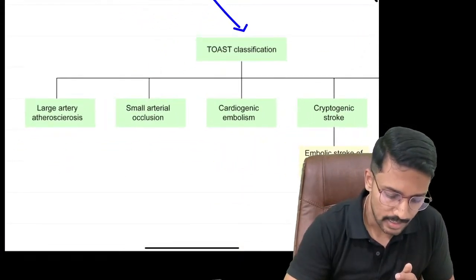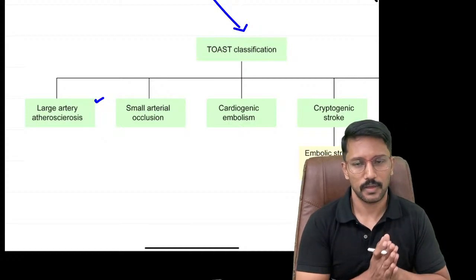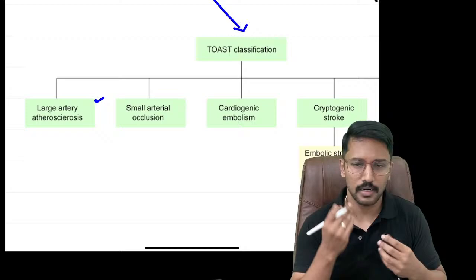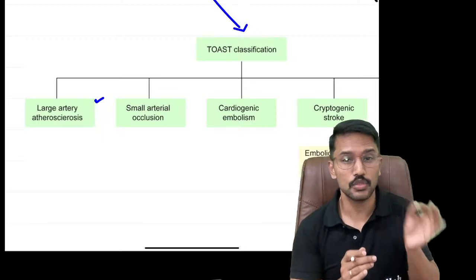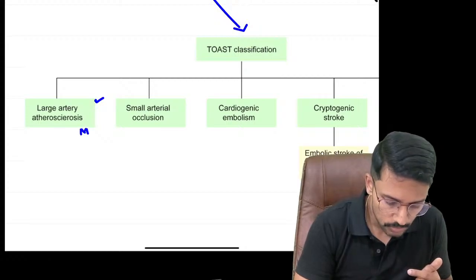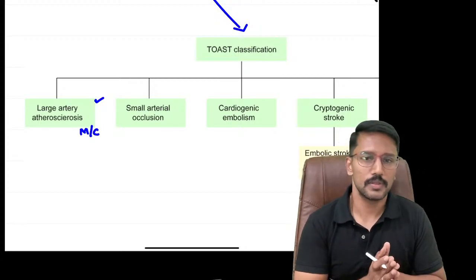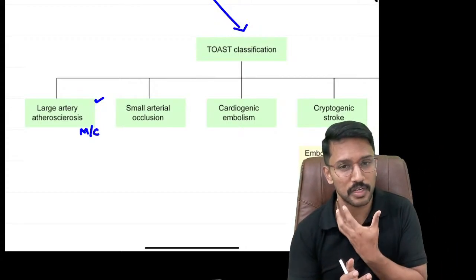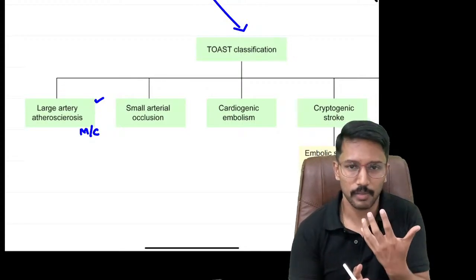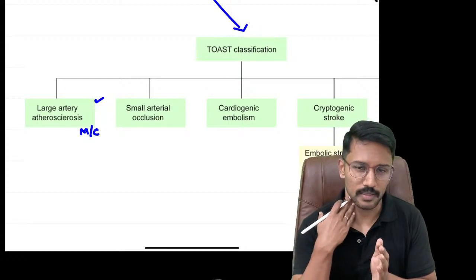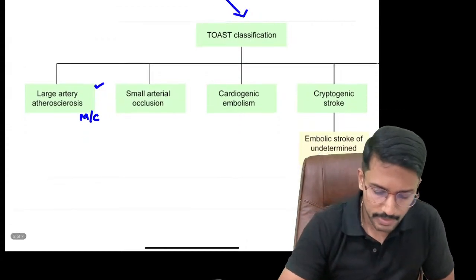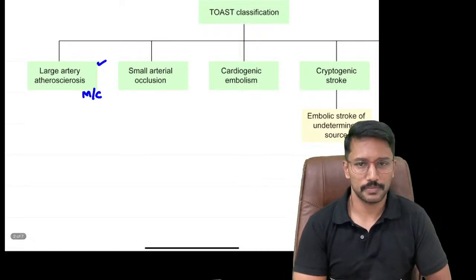One category is large artery atherosclerosis. When we say large artery, basically it refers to internal carotid artery, middle cerebral artery, or anterior cerebral artery. Atherosclerosis of these large blood vessels. And this is the most common subtype of ischemic stroke, where there is an atherosclerotic plaque causing the occlusion, eventually rupture, thrombus formation, and development of a stroke, either in the internal carotid artery, middle cerebral artery, or anterior cerebral artery.